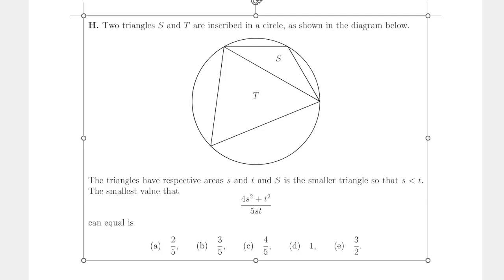Okay, 1H. The two triangles S and T are inscribed in a circle, as shown in the diagram below. The triangles have respective areas S and T, and S is the smaller triangle such that S is less than T. The smallest value that (4S² + T²)/(5ST) can equal is how many?